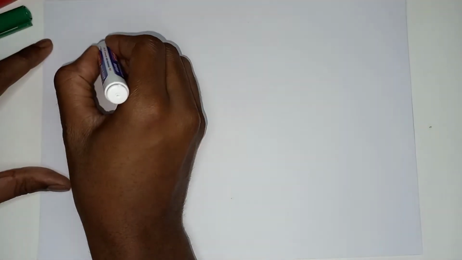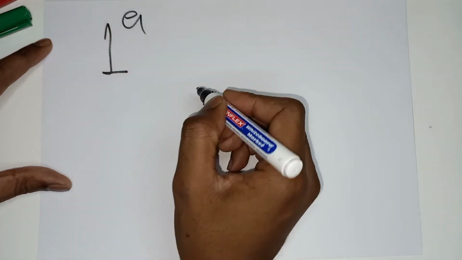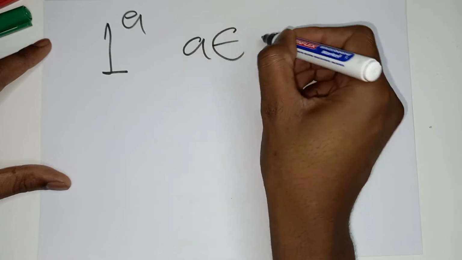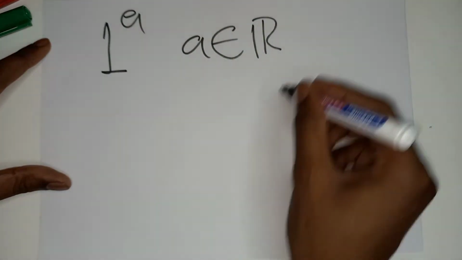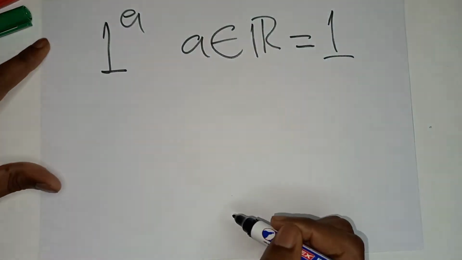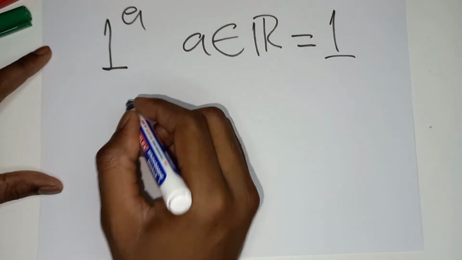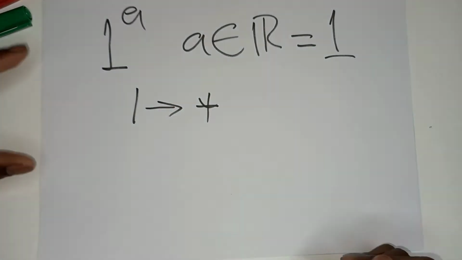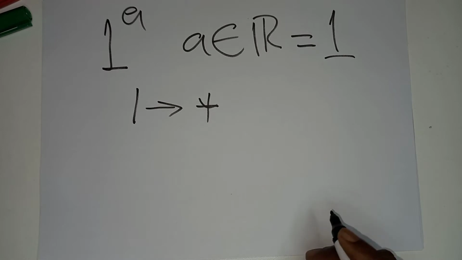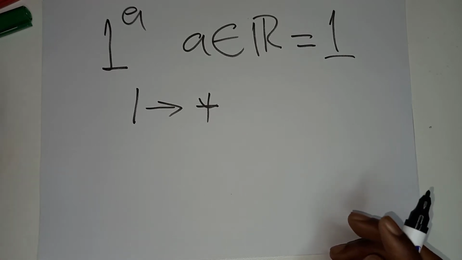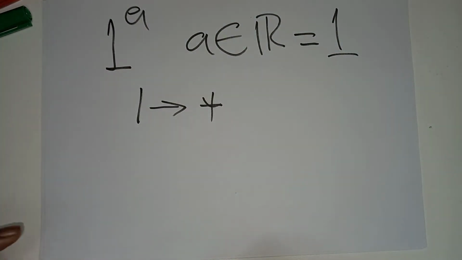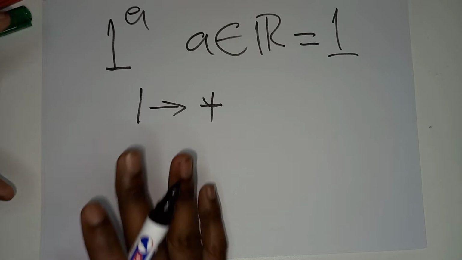The second one is a very obvious one. It states that if I'm raising 1 to any exponent, where the exponent is an element of the real numbers, then the answer will still be 1. So 1 to the exponent of 1, 2, 3, 4, 3,000, 5,000, all those will still remain 1 as the answer.